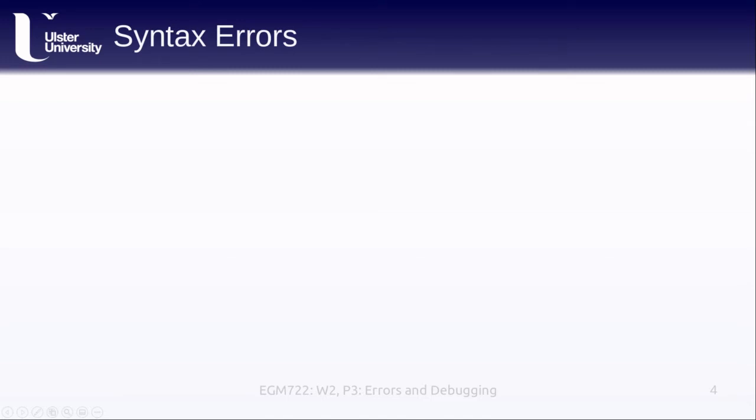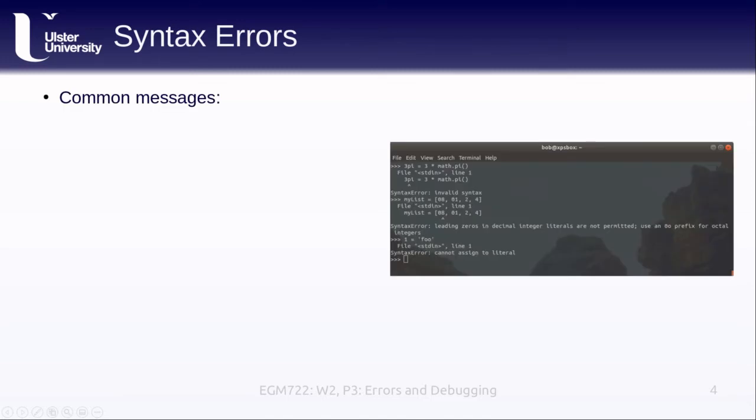So, beginning with syntax errors. There are some common messages that you will see when you have syntax errors in your code, something like invalid syntax or cannot assign to something. Here we have three different errors. The first is that we're attempting to create a variable that has a name that doesn't follow the rules of naming variables that we discussed last week. Namely, we're starting with a number here, and that is not allowed, so we get a syntax error.